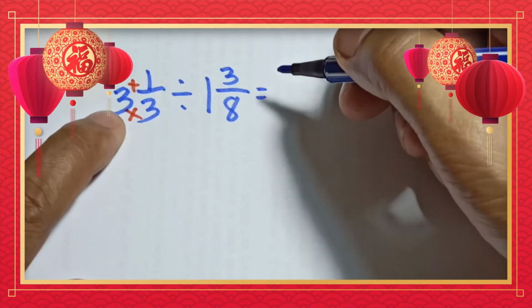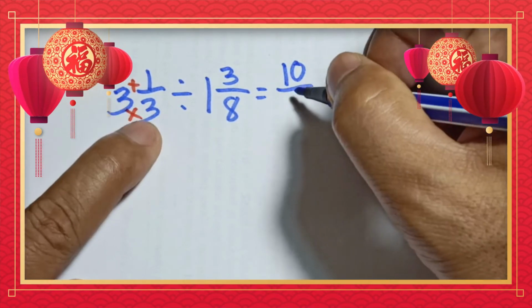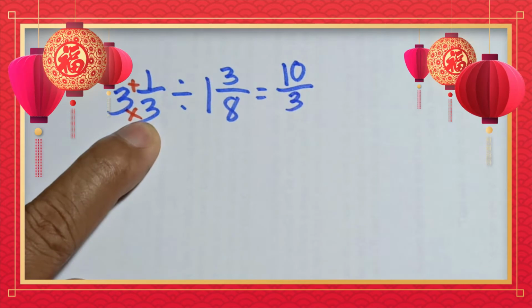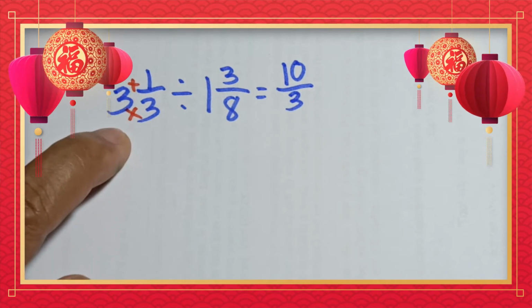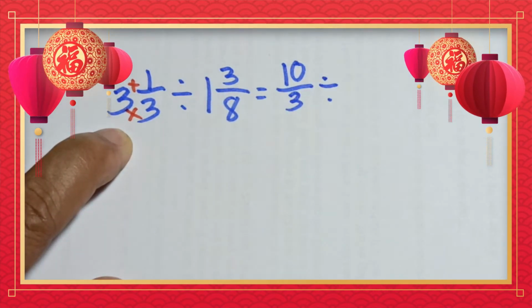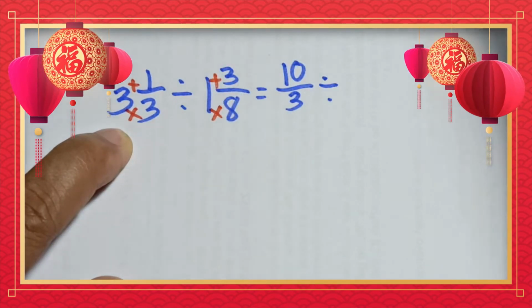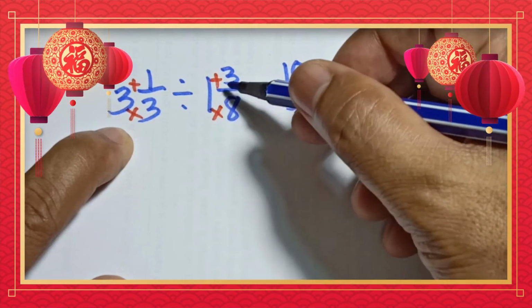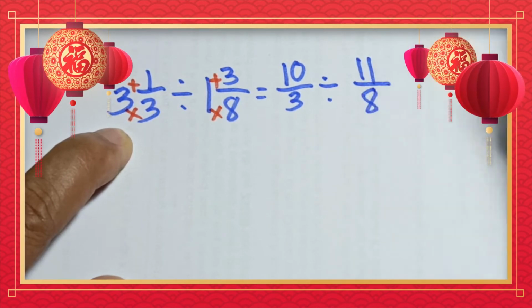So 3 times 3 is 9, plus 1 is 10. So 10, and then copy the denominator, 3. So 3 and 1/3 in improper fraction is 10 over 3. Divided by, so it's 8 times 1 plus 3. So 8 times 1 is 8, plus 3 is 11 over 8.